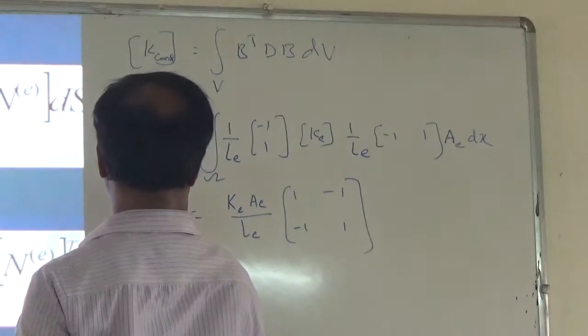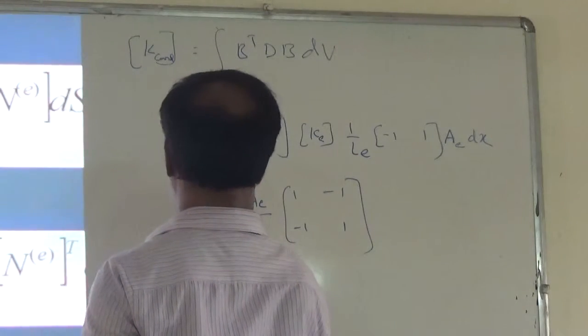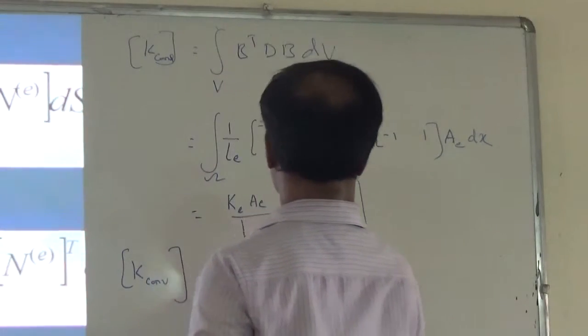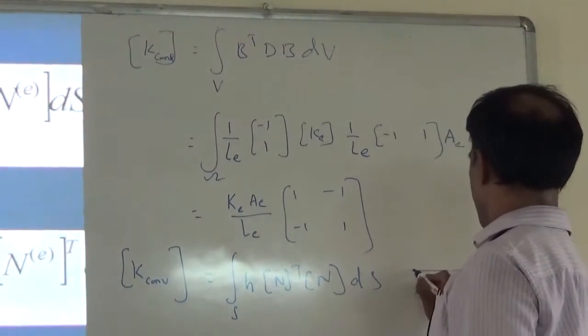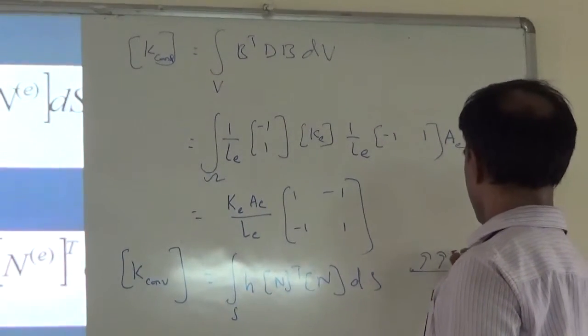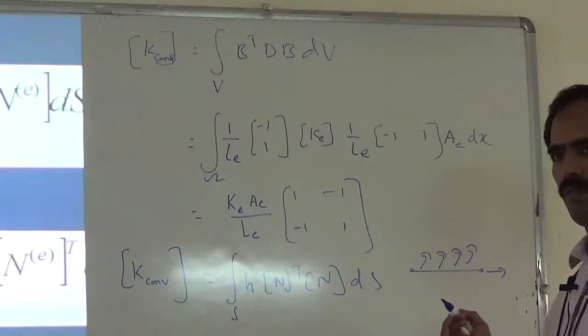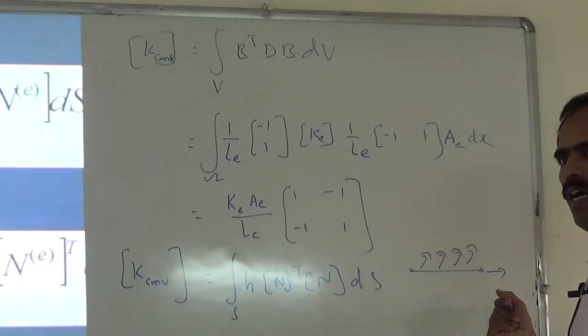Let's take the conduction term. It is the surface integral of H N transpose N into ds. Again here, convection is possible. It can be perimeter convection, and it can be eddy convection also. Let us take the perimeter convection first, then we will go to end convection.